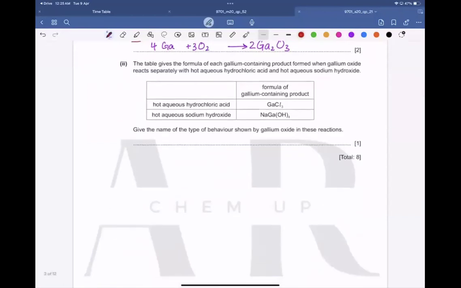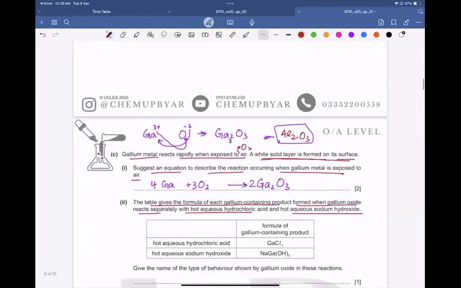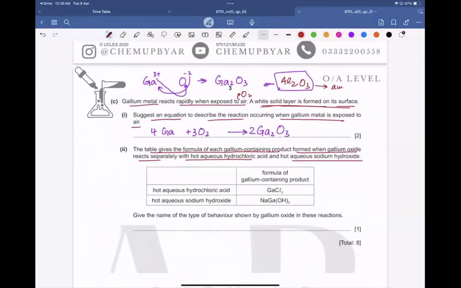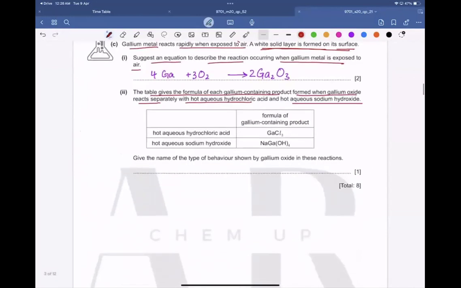Now, the table gives the formula of each gallium-containing product formed when gallium oxide reacts separately with hot aqueous hydrochloric acid and hot aqueous sodium hydroxide. So if you recall the nature of the aluminium oxide, it's amphoteric, isn't it? It reacts with base and acid as well. So this gallium oxide would be the same. It reacts with both acid as well as base. So it's an amphoteric oxide.